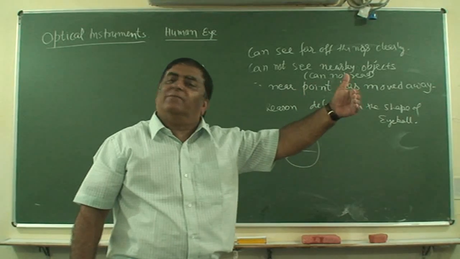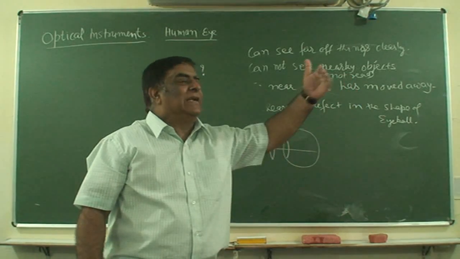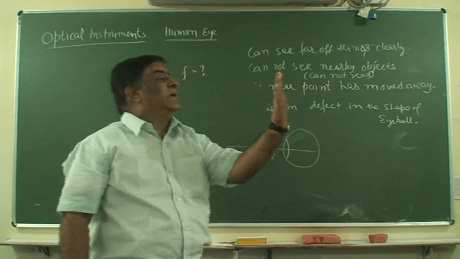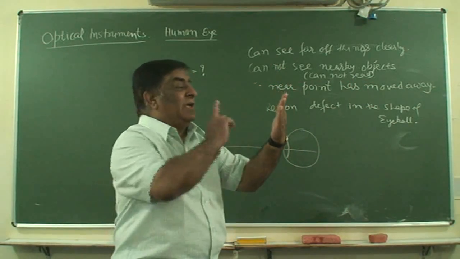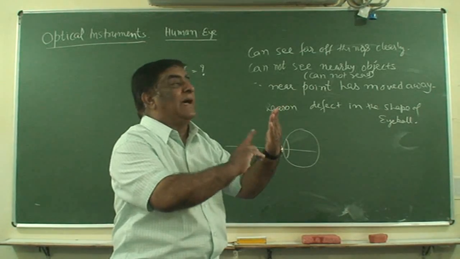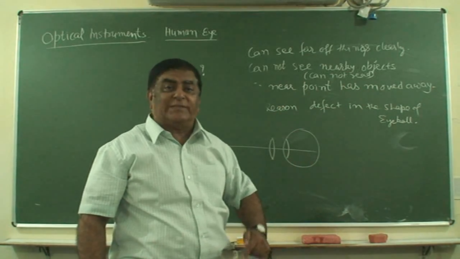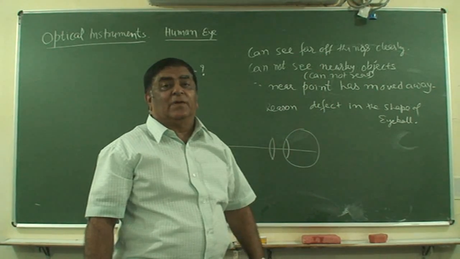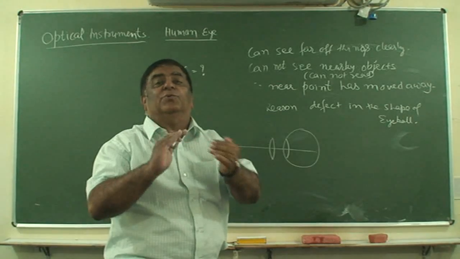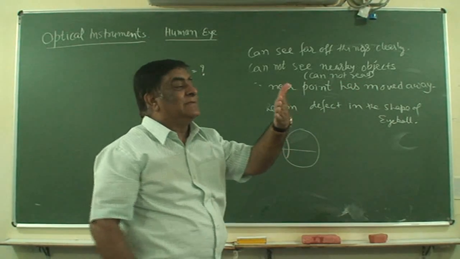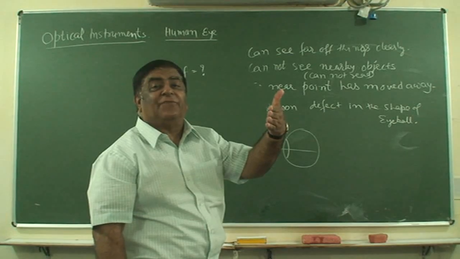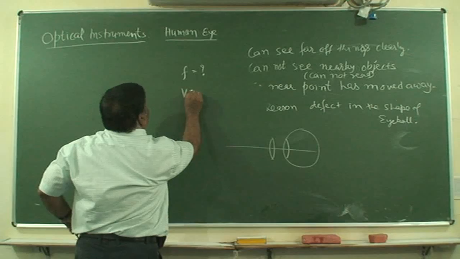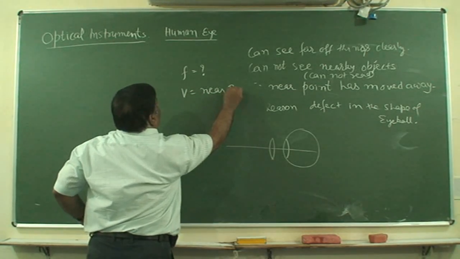Things are not clear to him. The things become clear when it is at least at a distance of 2 meter. That means if I put a book here, then image of this book should be formed at 2 meter, because he is able to see the things at 2 meter very clear. Now try to relate it with u and v. What is this? This is u. Where is the v? V is there at 2 meter. So what is v? V is the near point.